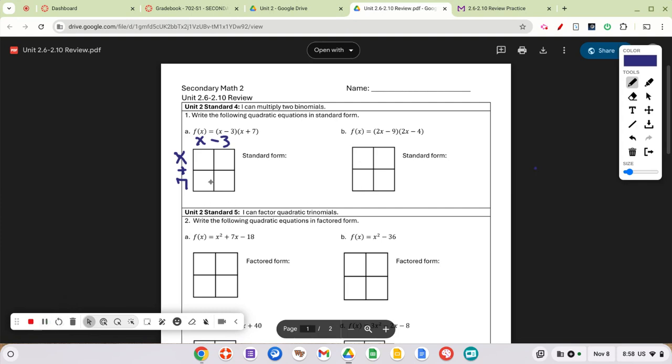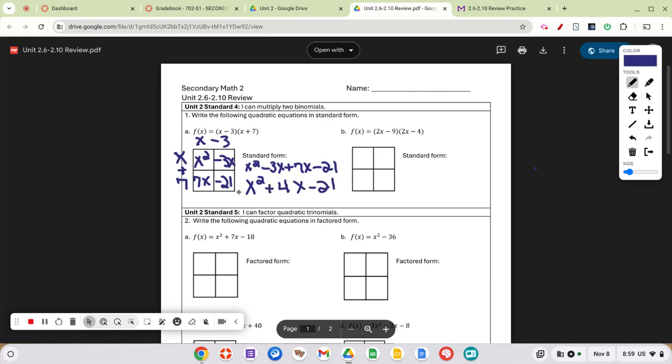You're only going to see these simple ones for just right now, and so I'd really rather teach you how to do it all the time, in any form. But I'll show you how to do this anyway. You multiply x by x, and you get x squared. Negative 3 by x, and you get negative 3x. And 7 times x is 7x, and 7 times negative 3 is negative 21. Then you write it down: x squared minus 3x plus 7x minus 21. You combine these and you get x squared plus 4x minus 21.